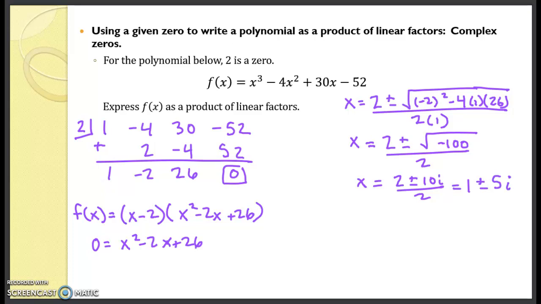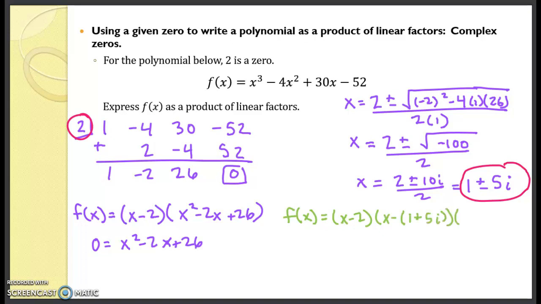So how do we express this? 2 and 1 plus 5i and 1 minus 5i are our zeros. So our function as a product of linear factors is going to be x minus 2 times x minus one of our other zeros, which is 1 plus 5i, and then x minus our other zero, which is 1 minus 5i. And right there we already have it. We have the product of linear factors.